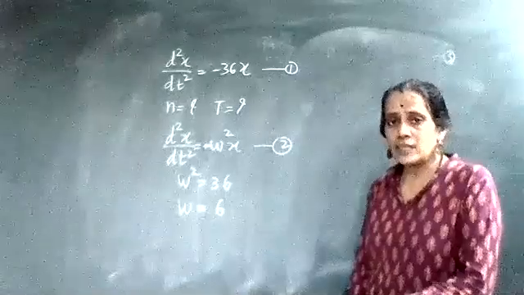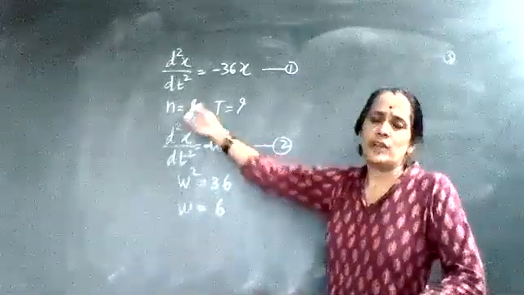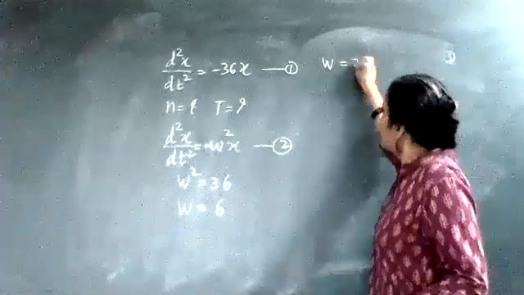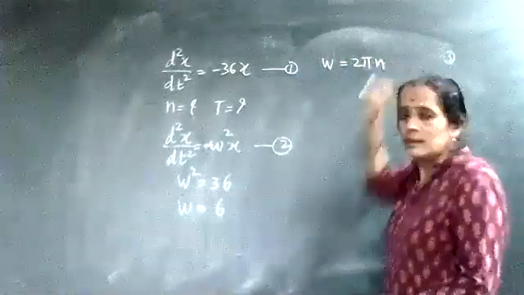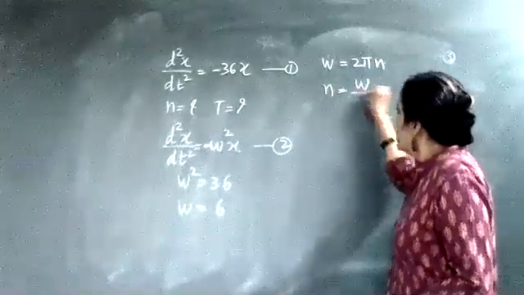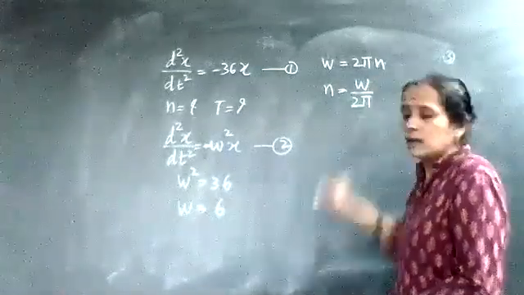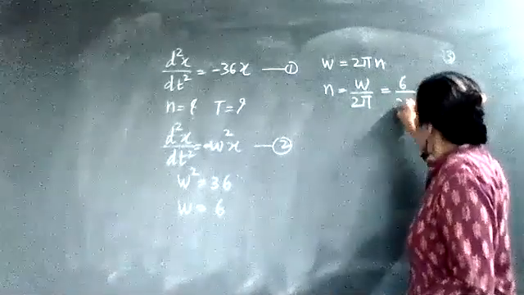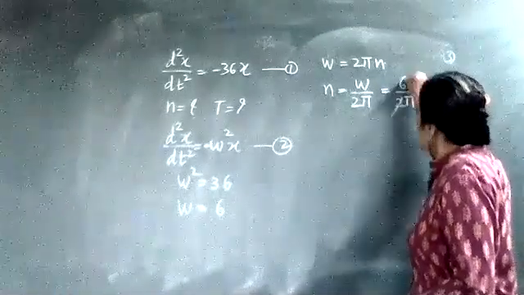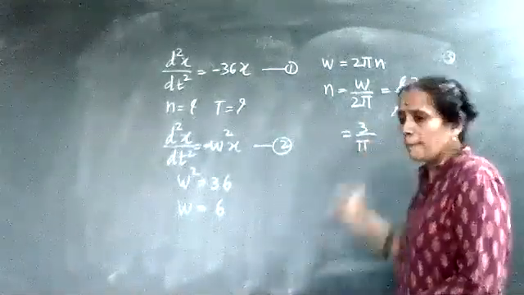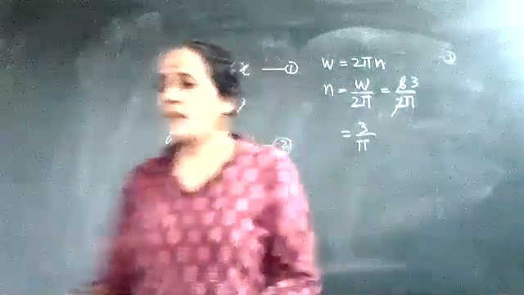Now if omega is 6, what do you want to find? Frequency and period. So the omega formula is 2 pi n, which means frequency n is equal to omega upon 2 pi. And what is omega? Omega is 6. So 6 upon 2 pi, which is equal to nothing but 3 upon pi. And what is the pi value?